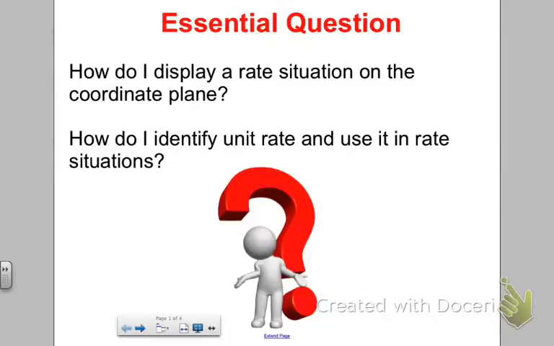Okay, in lesson 7, we are going to review two previous essential questions. How do I display a rate situation on the coordinate plane? And how do I identify unit rate and use it in rate situations? In this case, we're going to be looking at rate situations that involve constant speed.